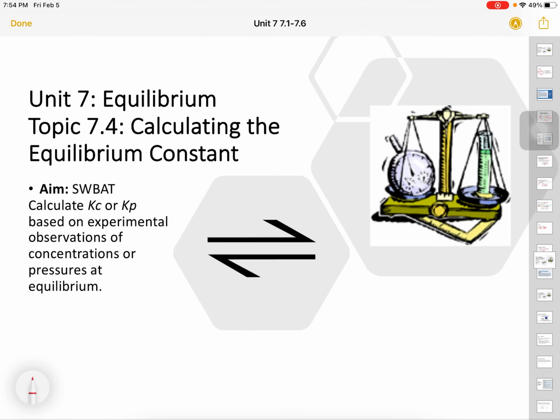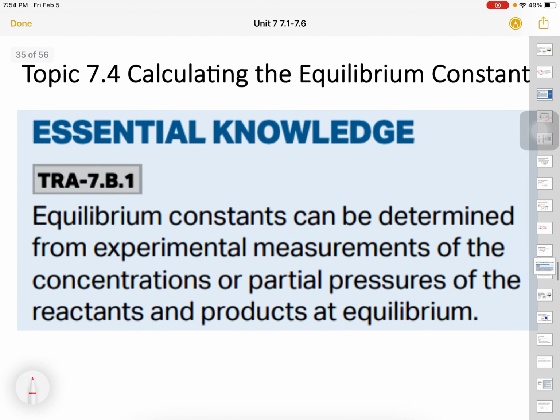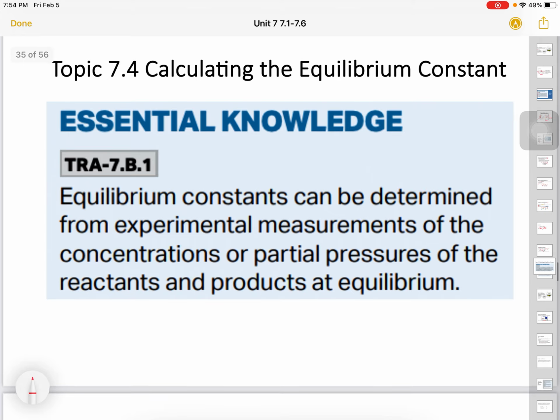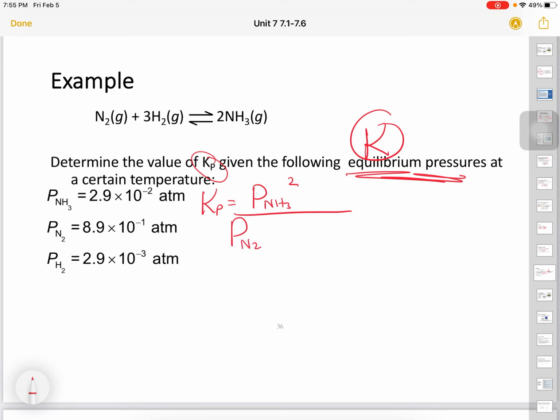Now we're just going to plug numbers in and solve. That's all this little section is: taking the written expression, plugging in numbers, and actually pushing the buttons on our calculators like good little robots. Here, determine the value of Kp given the following equilibrium pressures at a certain temperature. It's telling us that it's at equilibrium, so we know we can use the letter K. First we have to write the expression. Kp equals the pressure of NH3 squared divided by the pressure of nitrogen to the first times the pressure of hydrogen cubed.